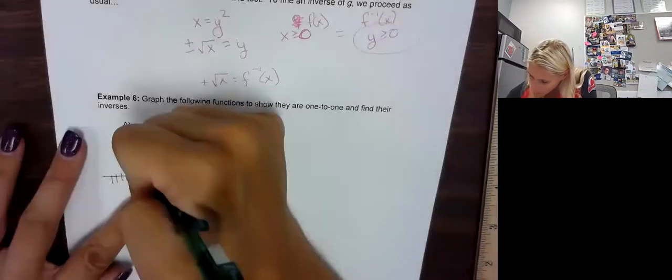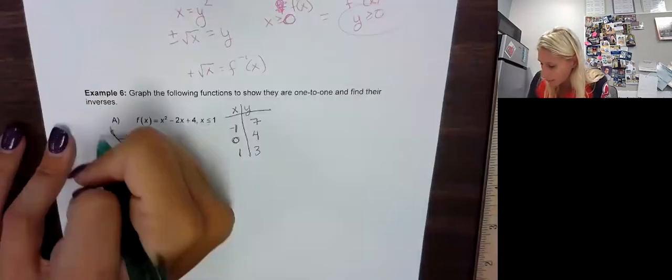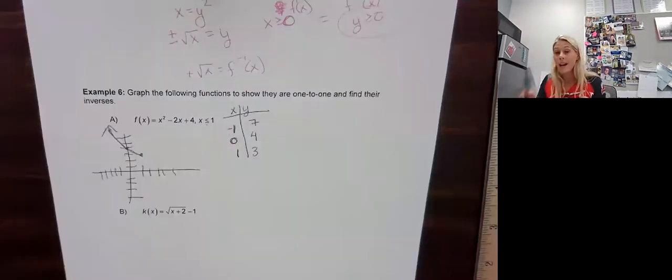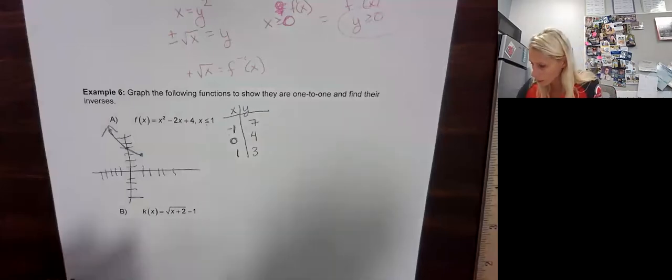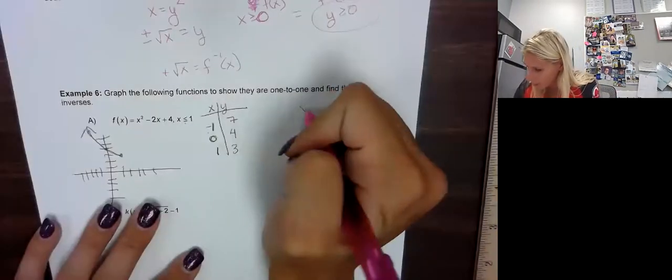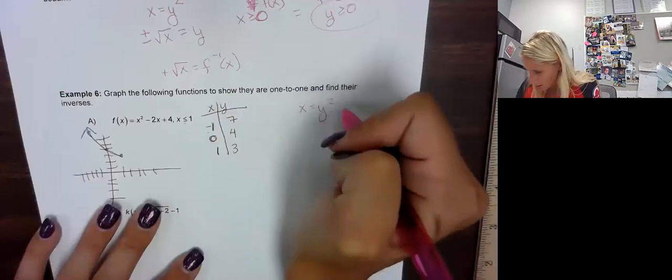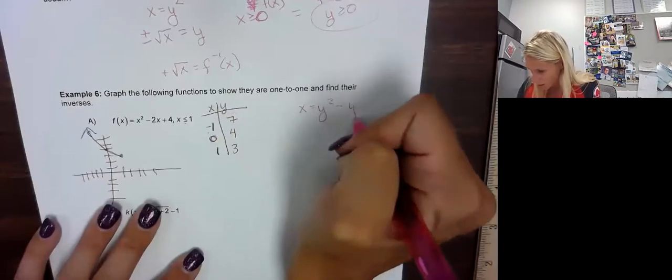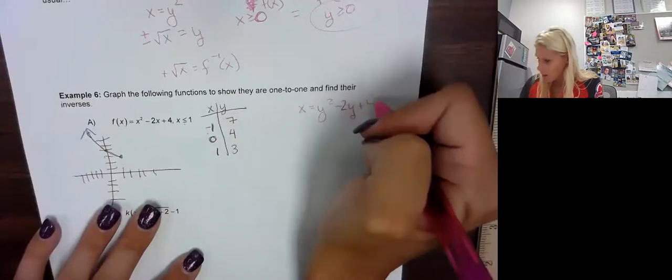So as you can see, my graph is the left side of the parabola. Does this pass the horizontal line test? Yes, it does. So now what we are going to do is change our x and y and solve for y.